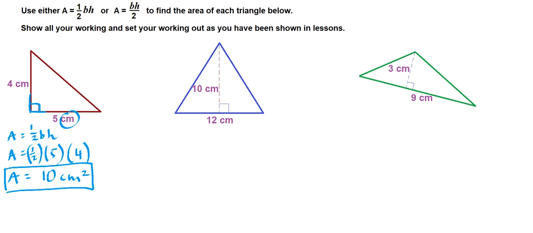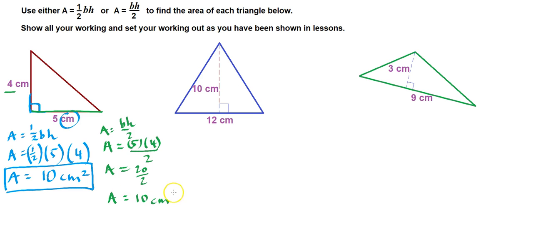If we wanted to use the other formula, we would go area equals base times height divided by 2. So area equals base times height divided by 2. So that would be 20 divided by 2, which is 10 centimeters, talking area squared. Okay, so the second one.